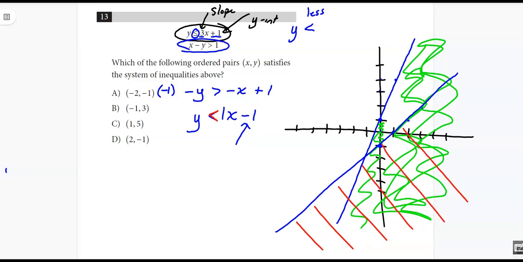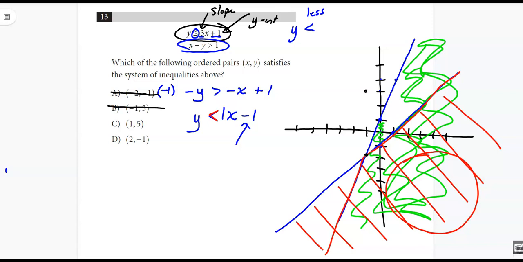And basically the solution to the system is the place that got double shaded. So looking on here, the place that got double shaded would be everything from here and here. So I need to pick a point in this region over here. Looking at that, if we go through our points, -2, -1, well that would be right where they cross, so it's not you. -1, 3, well that would be up here. You're a solution to nobody. 1, 5, over 1, up 5, that's right on the boundary line. 2, -1, right 2, down 1. That's a spot that's in the solution zone. So the correct answer here is D.